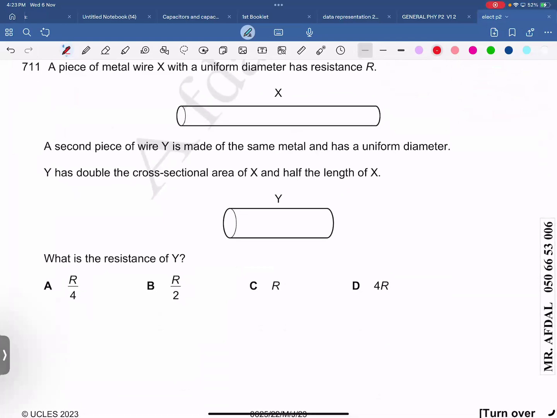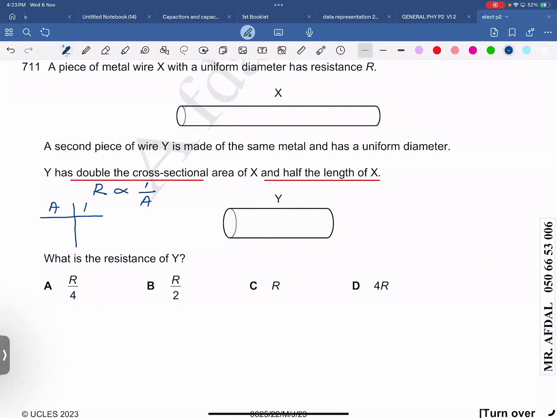A good question, 711, for resistance. A piece of metal wire X with a uniform diameter has resistance R. Another piece of wire Y is made of the same metal, also has uniform diameter, but has double the cross-sectional area and half the length. Okay, let's do it individually. Resistance is inversely proportional to area. Okay, make a table.